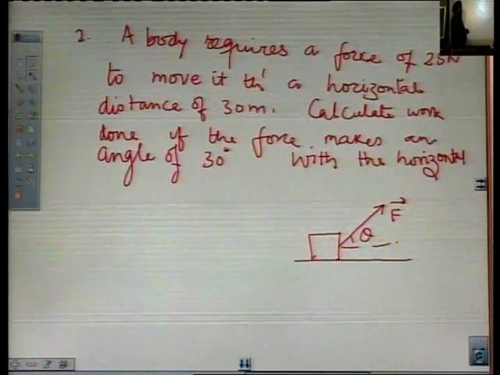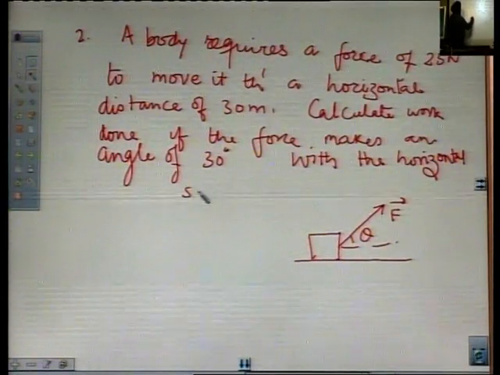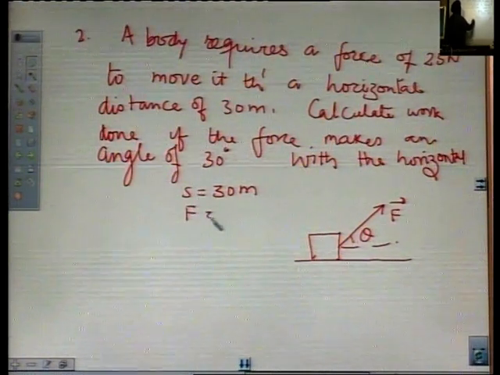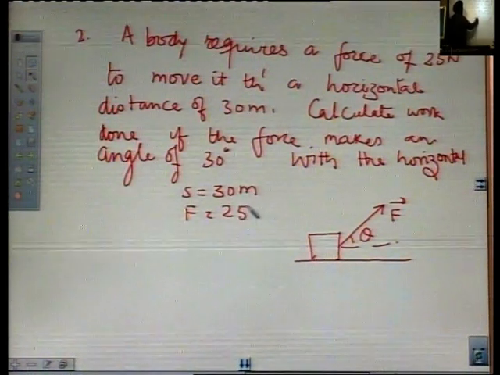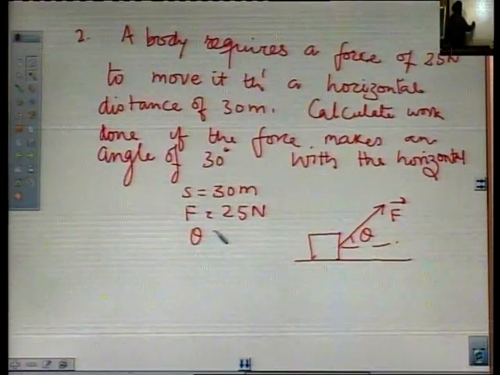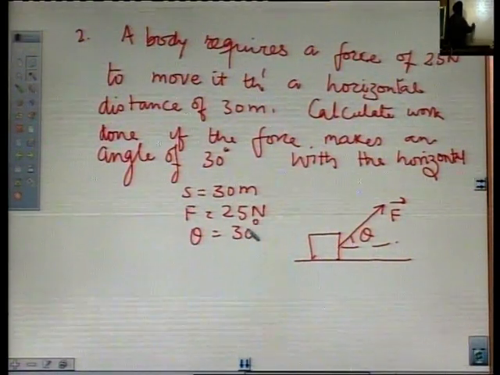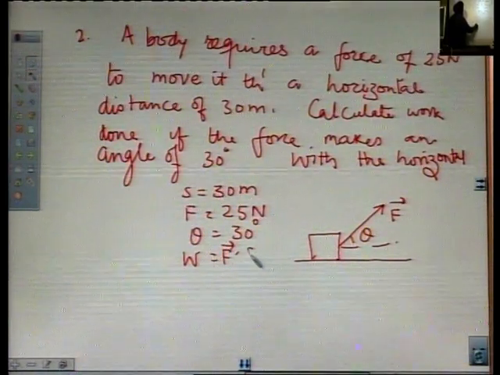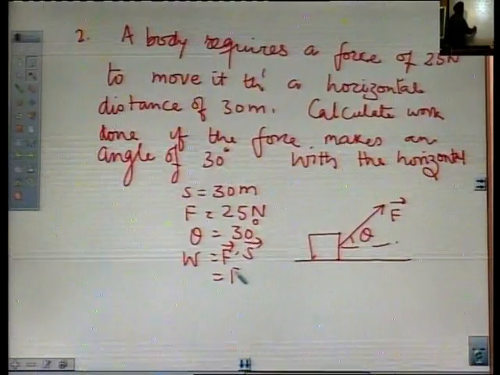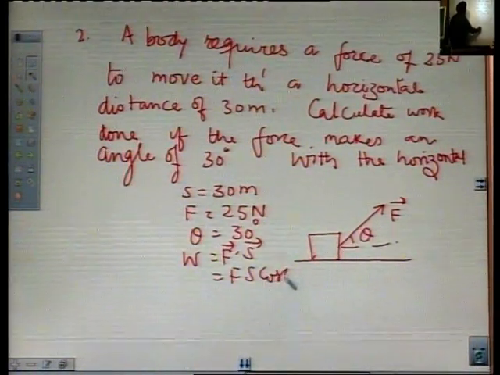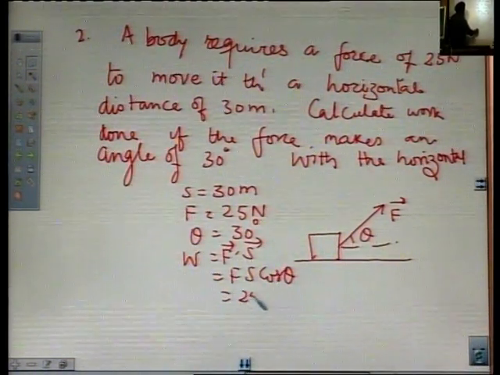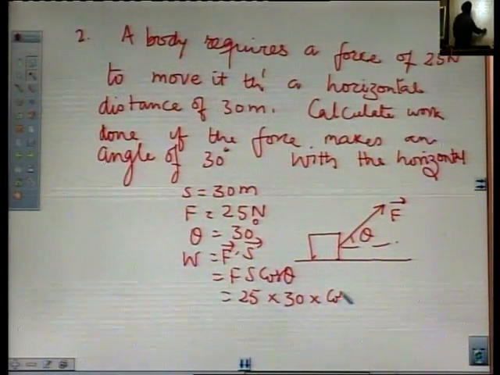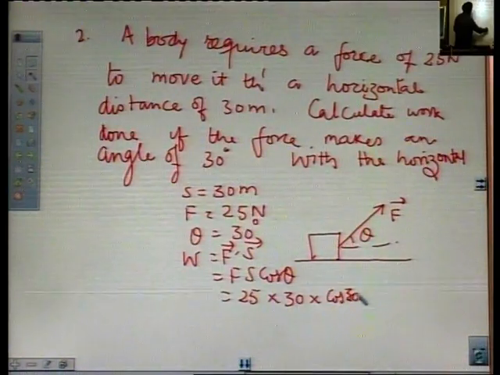The body moves through a distance of 30 meters. So, distance moved is 30 meters, force is given to be 25 Newton, angle is 30 degrees. Work done is given by F dot S, that is F s cos theta, 25 into 30 into cos of 30 degrees.